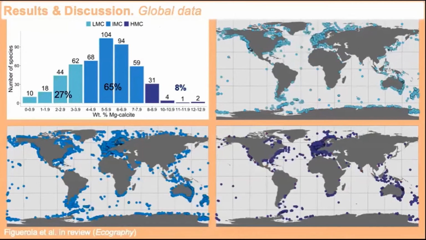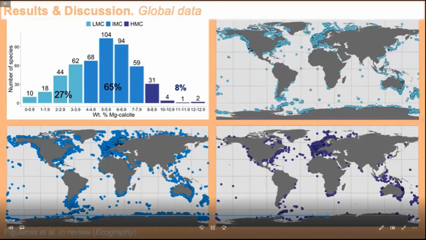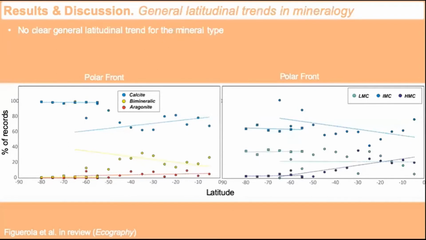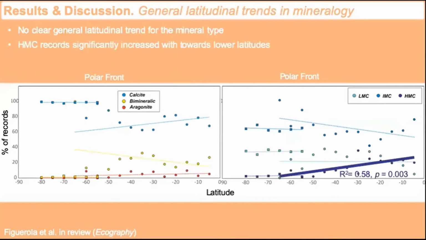However, we found higher abundances of species depositing higher magnesium calcite levels compared to those at higher latitudes, as expected. Our findings also reveal that the proportions of skeletal aragonite, bimineralic, and calcite remain stable south of the polar front, consistent with the low and nearly constant temperatures found in the Southern Ocean. From the polar front boundary towards lower latitudes, we did not detect any clear general latitudinal trend. However, the magnesium content significantly increased from the polar front towards lower latitudes.